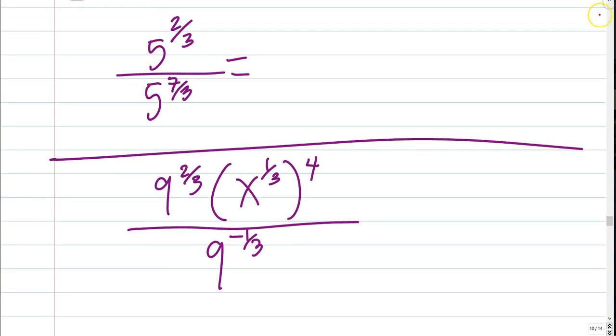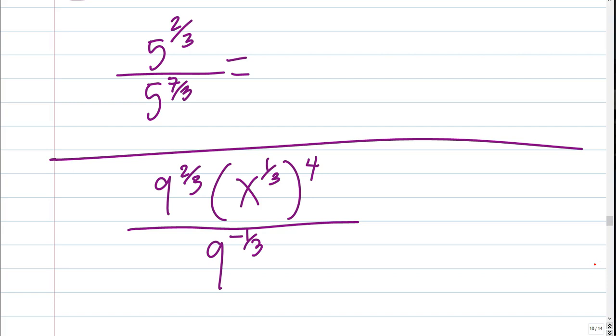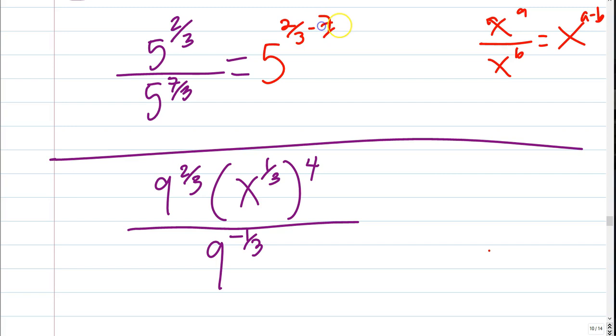What is 5 to the 2/3 over 5 to the 7/3? Besides saying it ain't pretty, we're going to use our rule. What is x to the a over x to the b? It is x to the a minus b. I can treat this as 5 to the 2/3 minus 7/3. 2 minus 7, 5 to the negative 5/3. Do not leave it like that. Do not leave a negative exponent. I would want that written as 1 over 5 to the 5/3.